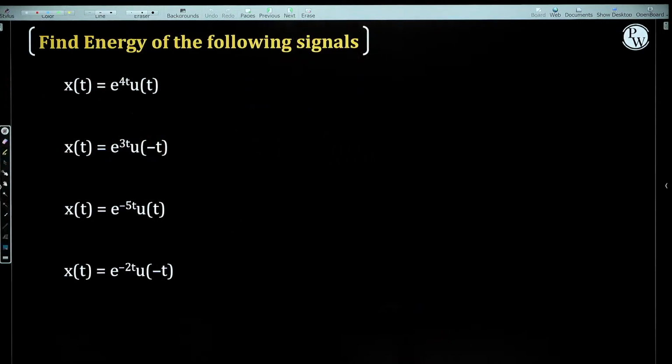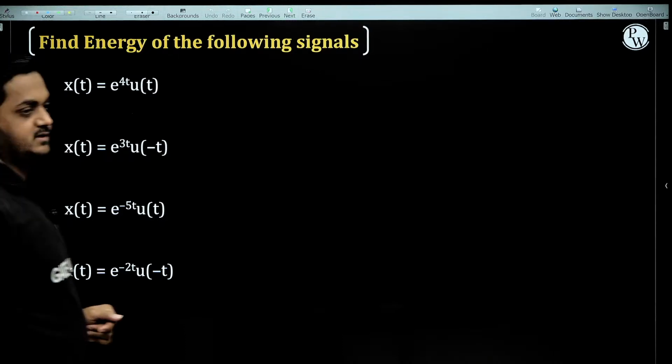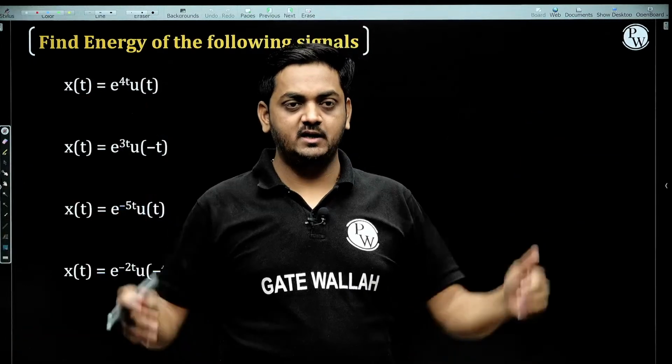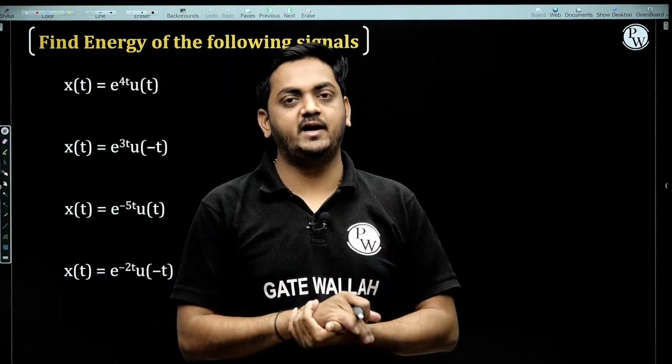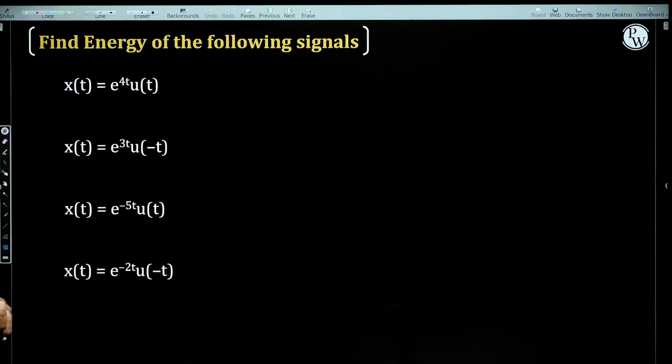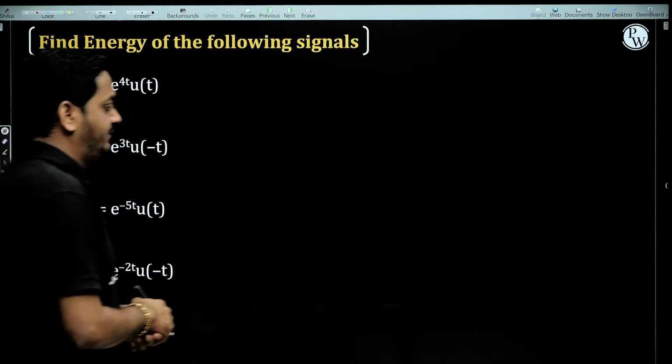Respectively. If it is an increasing function, right side increasing or left side increasing, energy will be infinite. If it is a decreasing function, then 1 upon 2A guys, and energy cannot be negative. Directly you can give the correct answer. So tell me the answer respectively.